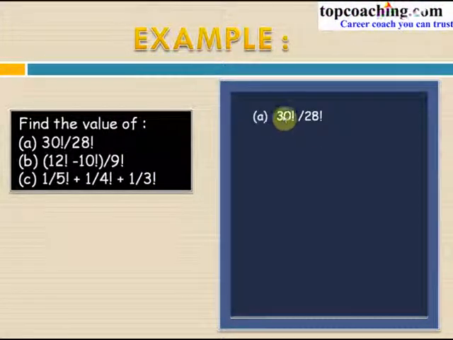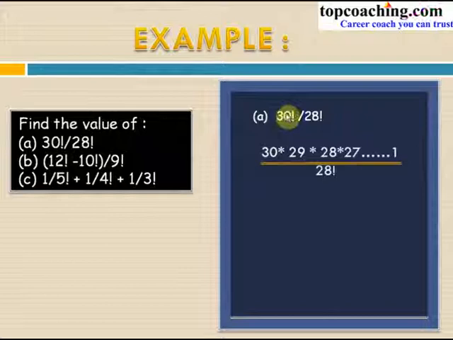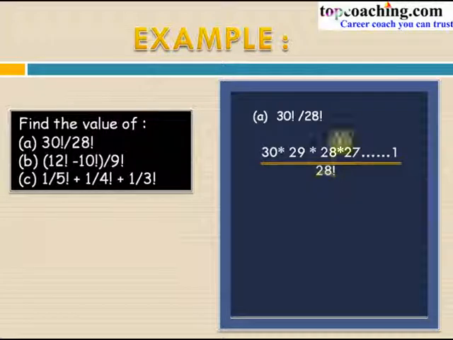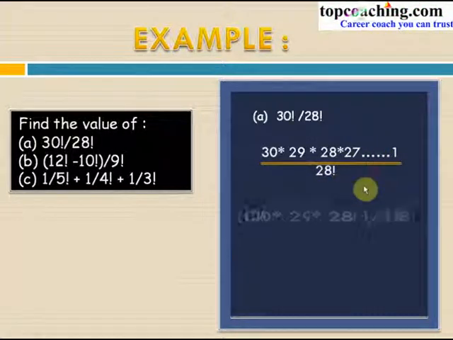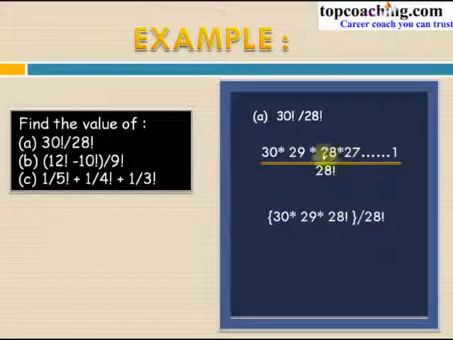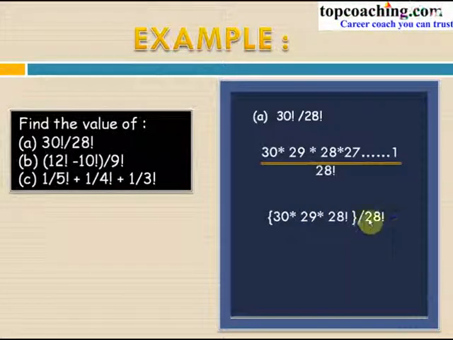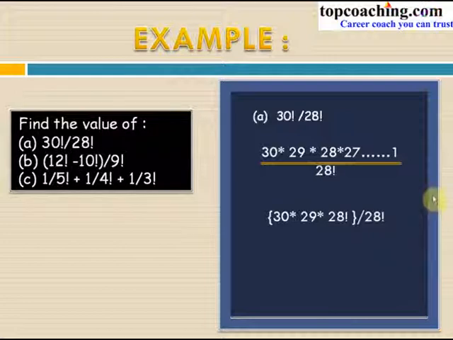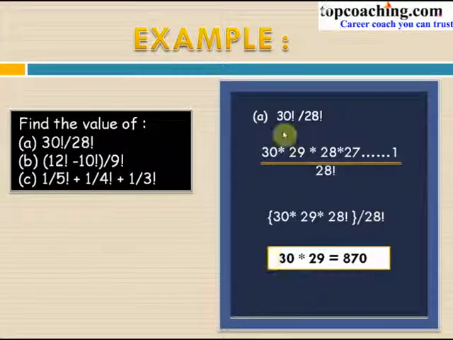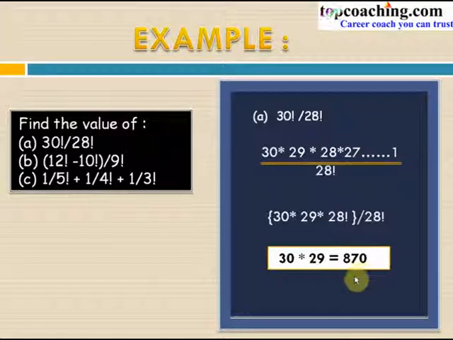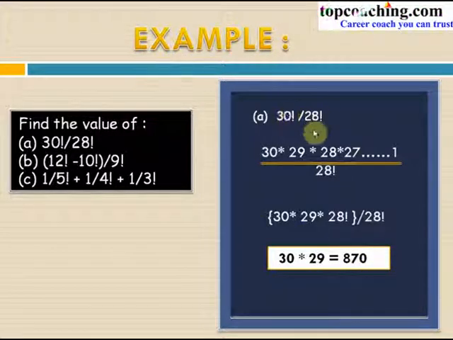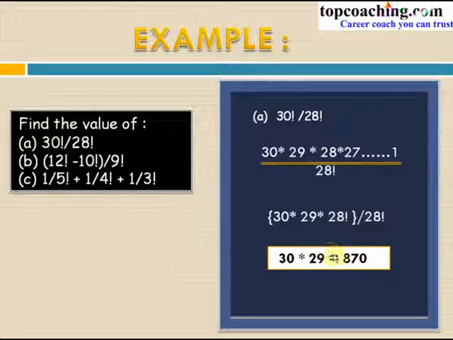The first expression is 30 factorial divided by 28 factorial. Now, 30 factorial is 30 into 29 into 28 into 27 and so on up to 1. And 28 factorial remains as it is. Now this could be further written as 30 into 29 into 28 factorial whole divided by 28 factorial. So we see that 28 factorial and 28 factorial get cancelled, and what we get? We get the value of this expression as 30 into 29, and that is equal to 870. So 30 factorial divided by 28 factorial is nothing but equal to 870.